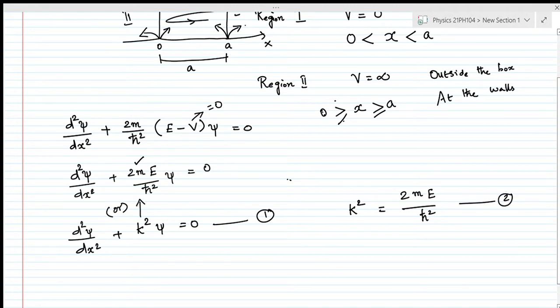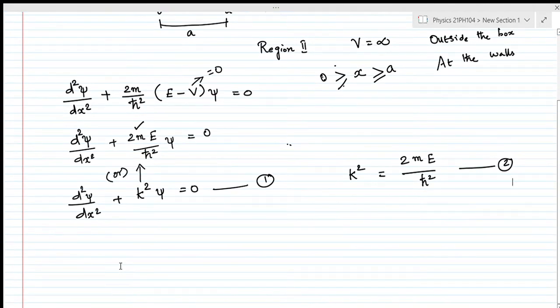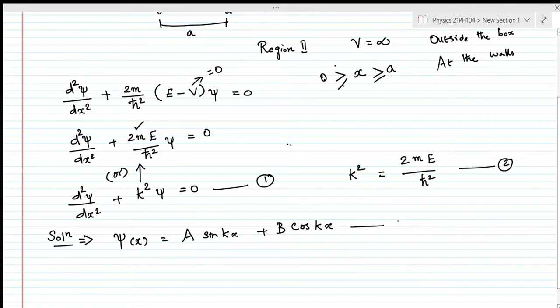Now, for the solution of equation 1, the solution of this second order equation is psi of x is equal to a sin kx plus b cos kx. This can be taken as equation number 3.